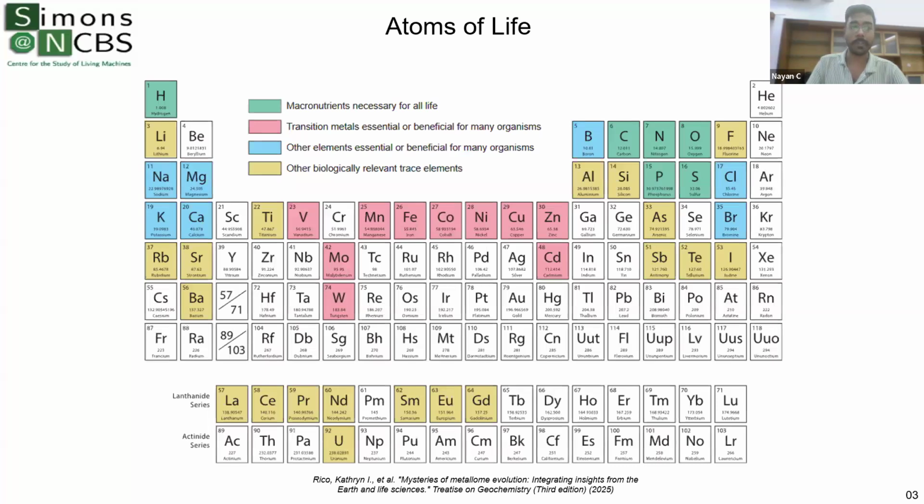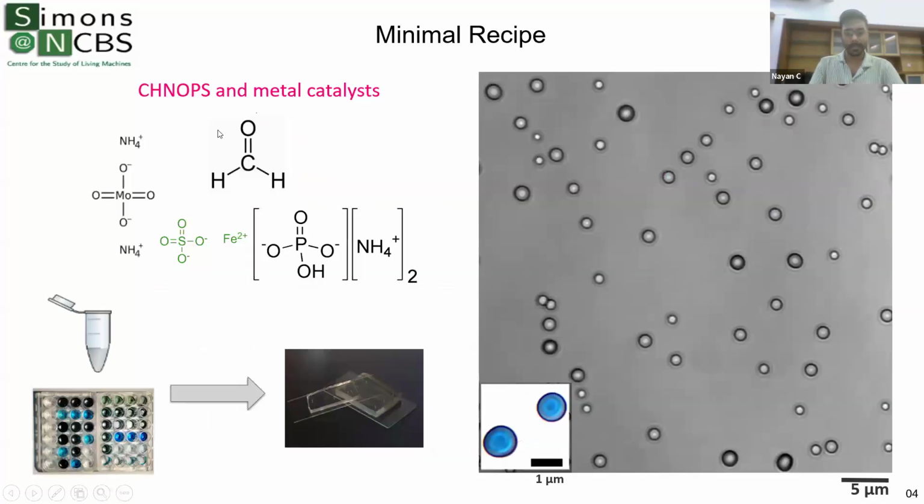To dive into our system, we started with a simple four-molecule system which has SNOPS incorporated in it, and metal catalysts. For metal catalysts, we chose iron and molybdenum, which are known in extant biology as good for redox reactions and even nitrogen fixation, serving different catalytic roles.